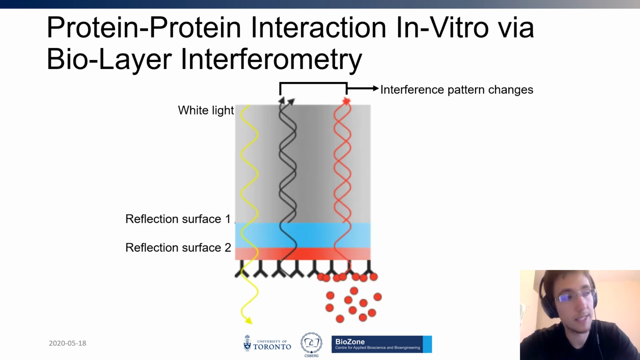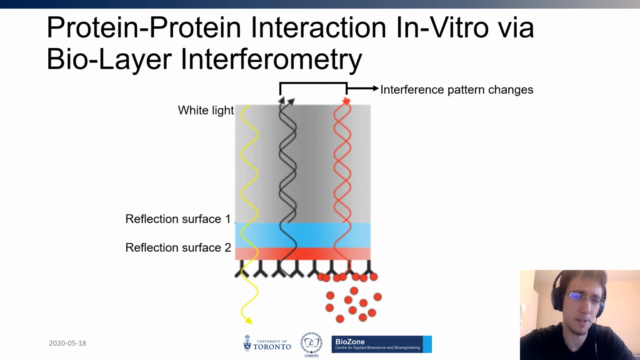Okay, so let's say you have your protein of interest, you have its structure, right? And now you think that you know of another protein, or let's say you want to find out if there's another protein that it interacts with, right? So one of the things you can do to determine protein-protein interactions in vitro is biolayer interferometry, okay?